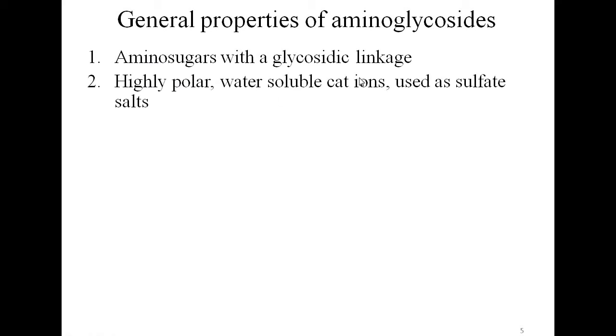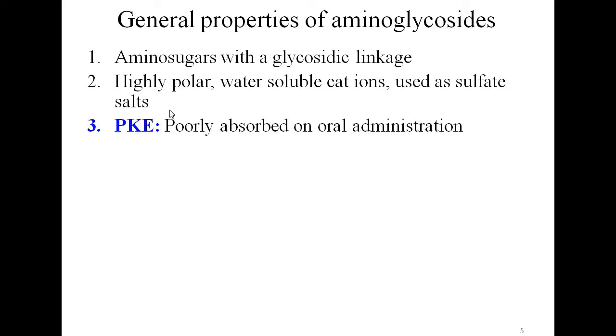A frequently asked 5-mark question in the university exam and internal assessment is: describe the general properties of aminoglycosides. Means these properties are applicable to almost all the aminoglycoside antibiotics. So, chemically, aminoglycoside antibiotics are amino sugars with a glycosidic linkage. They are highly polar, water-soluble cations. That means positively charged. Therefore, they are water-soluble and used as their sulfate salts.